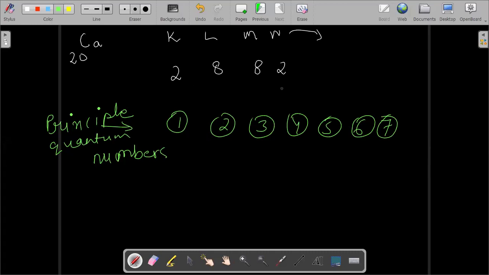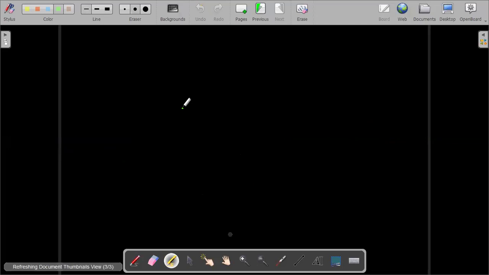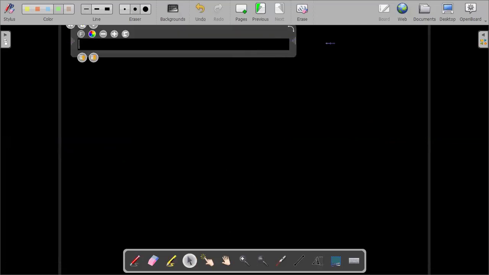Got it? So now if I have to write the electron dot structure for calcium, calcium has 2 electrons, it will be represented like this. Now see, we had seen about the two types. In the last class, we had studied about the ionic bond. Does anyone remember what is ionic bond?